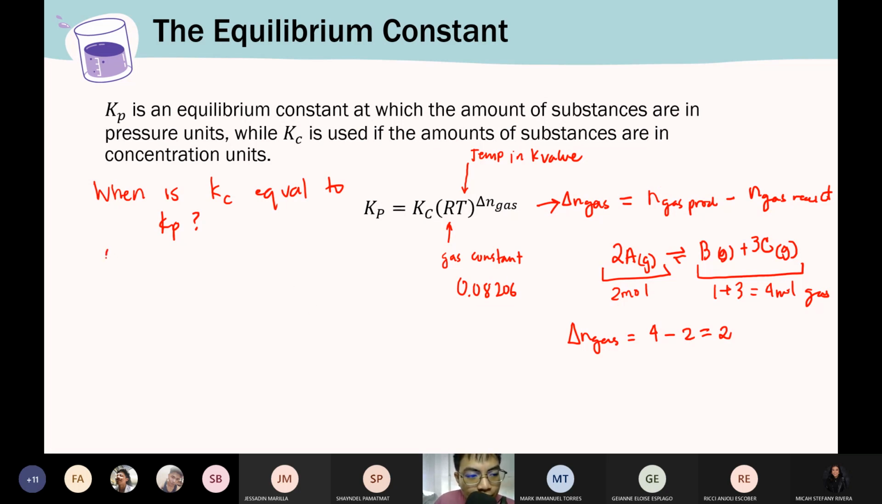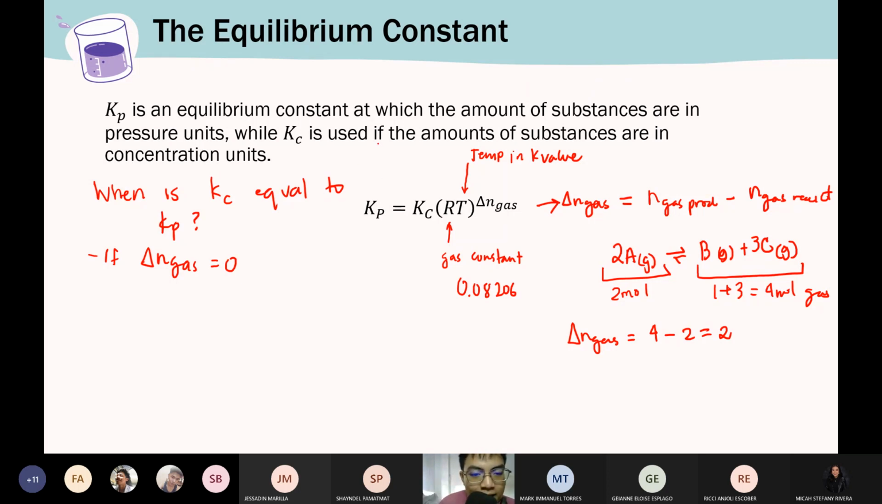Okay? Ang sagot dyan, if delta N gas is equal to 0. Or meaning nun, equal yung amount ng product and the reactant side. So, kunwari, 3 minus 3, 0. 2 minus 2, 0. 1 minus 1, 0. Okay? So, yun yung first condition.